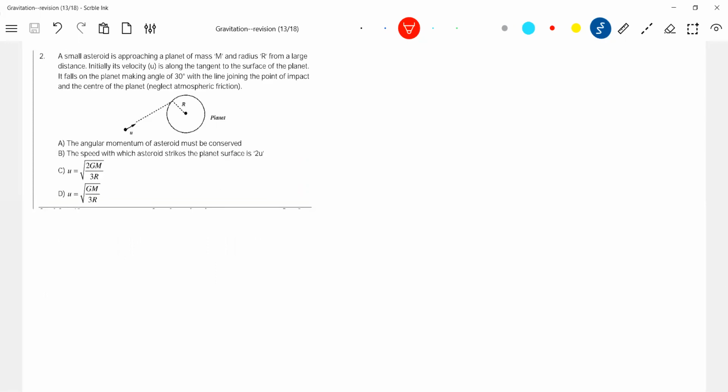No. The diagram, you should assume it properly. That's all here. Read the question first. How will it come and strike? I think that particular thing has to be considered.